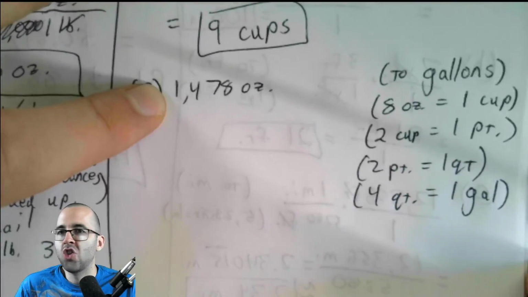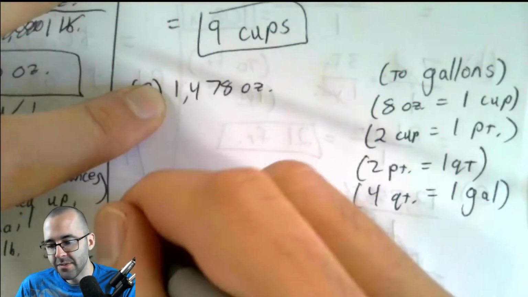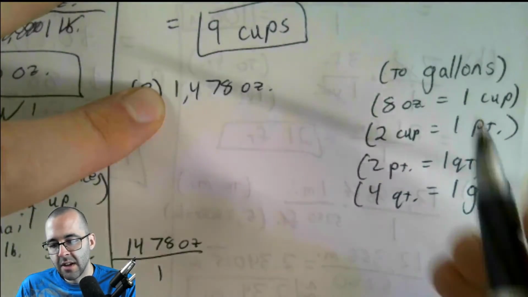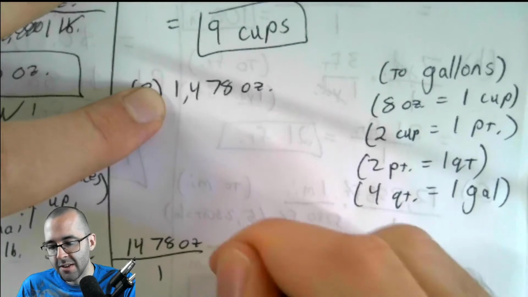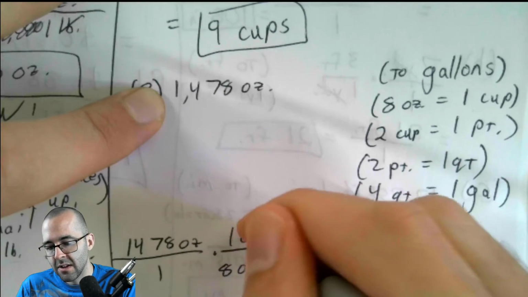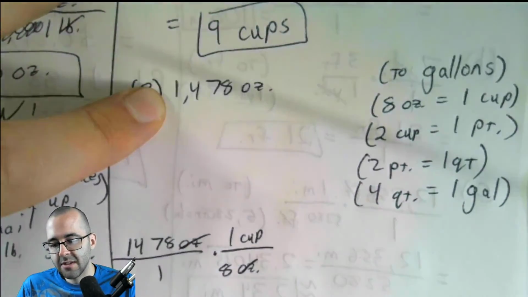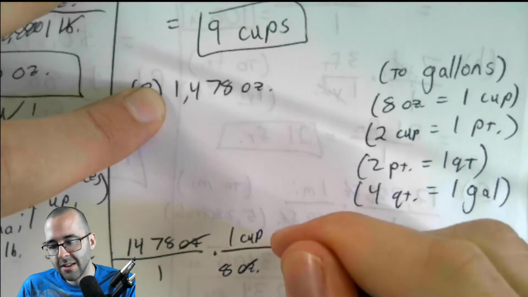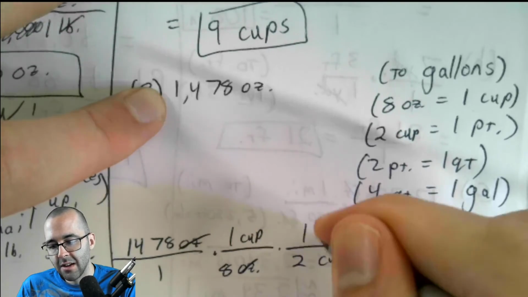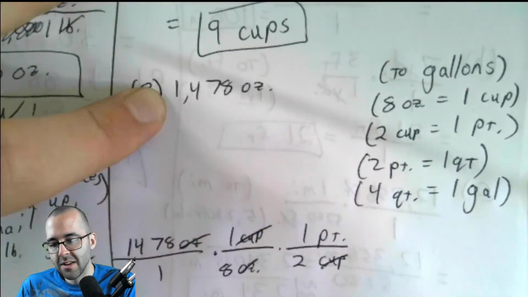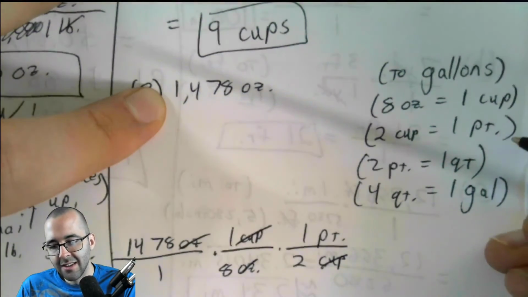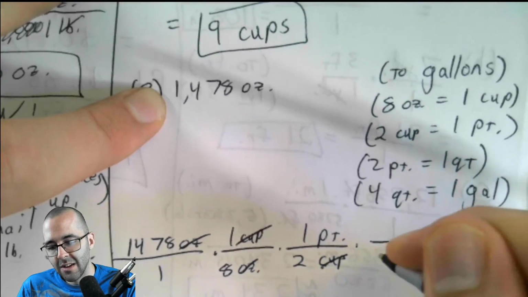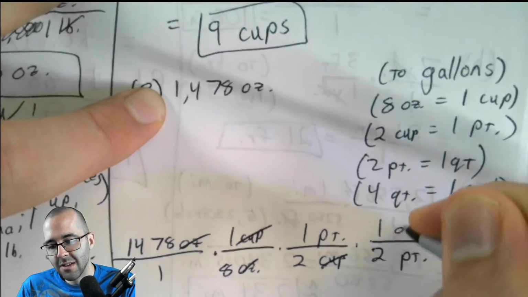So let's try a giant fraction line of doom. You have 1,478 ounces. 8 ounces is 1 cup. The ounces cancel. Now we have cups on the top. So 2 cups is 1 pint. Cup on the bottom cancels the cup on the top. Great. Now we have pints divided by 1. So 2 pints is 1 quart. Put the pint on the bottom so it cancels.